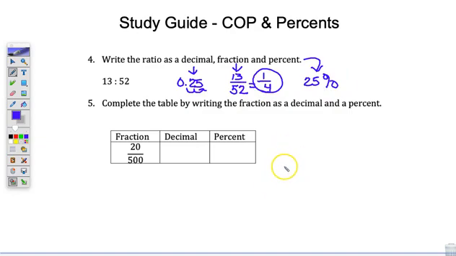In question 5, we're going to complete the table by writing the fraction as a decimal and a percent. So we're doing much the same as question 4. To go from a fraction to that decimal, you're going to divide 20 by 500. When you do that, you get 0.04. And of course, you may use your calculator. To turn the decimal into a percent, simply move it 2 places to the right and add the percent symbol.